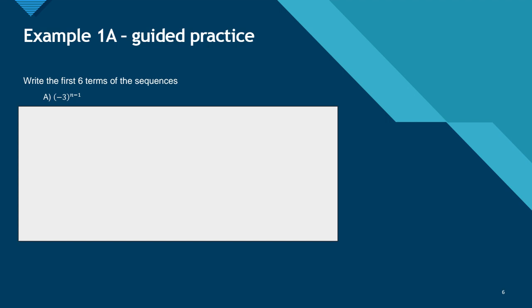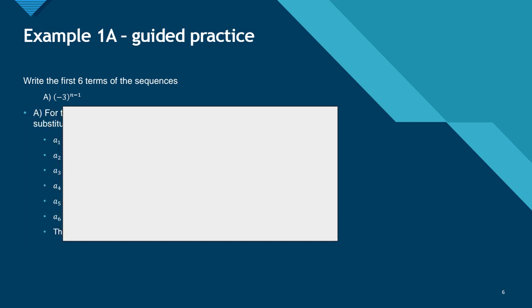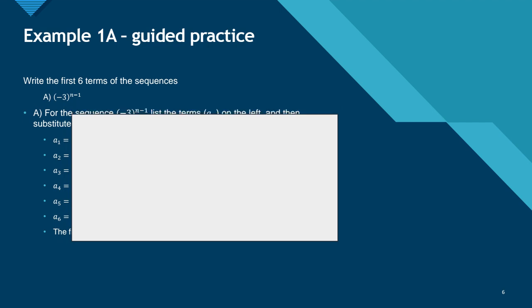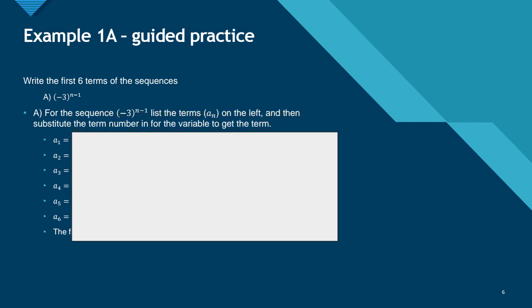So example 1a is to write the first 6 terms of the sequence a sub n equals the quantity -3 raised to the n minus 1 power. And when you're trying to write the terms of a sequence, you want to start off and make a list: a sub 1, a sub 2, a sub 3. And then all you want to do is substitute the term number in for the variable to get the term.